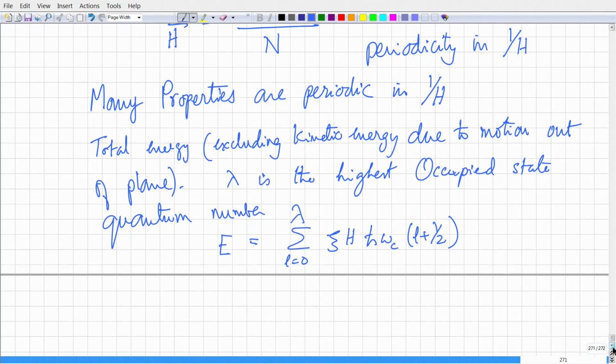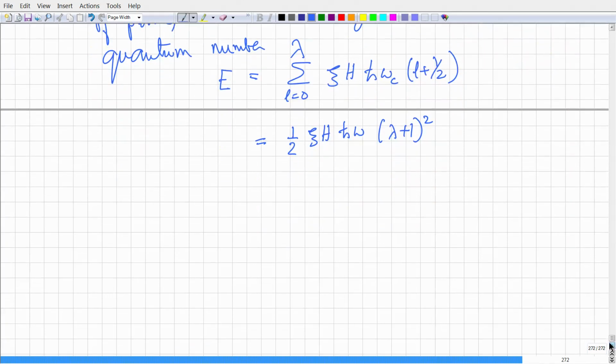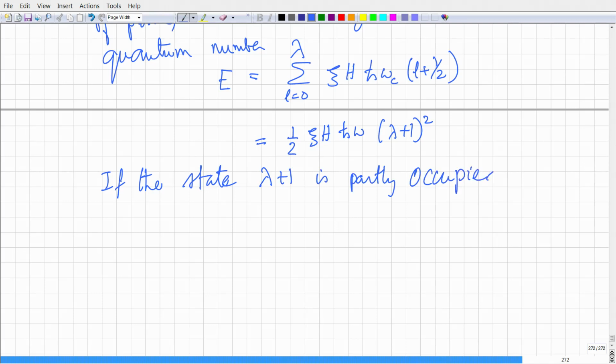This is a simple arithmetic series and can be easily summed up. And when you sum it up, what you get is 1 half of psi h cross omega c times lambda plus 1, the whole squared. Supposing some states are not occupied, that is, if the state lambda plus 1 is partly occupied, the contribution coming from that to the total energy, let me call it E0, we can write down what E1 is.